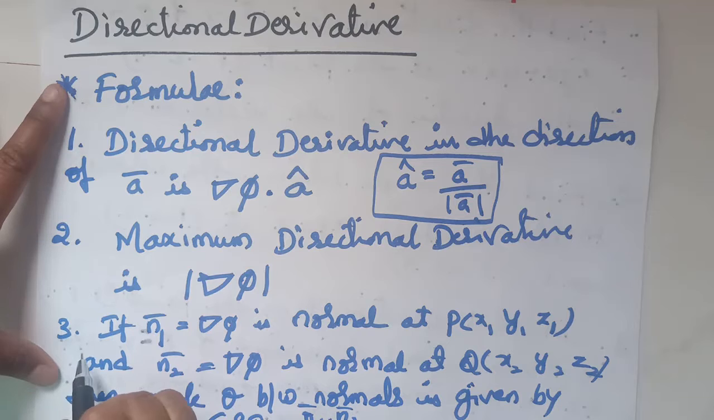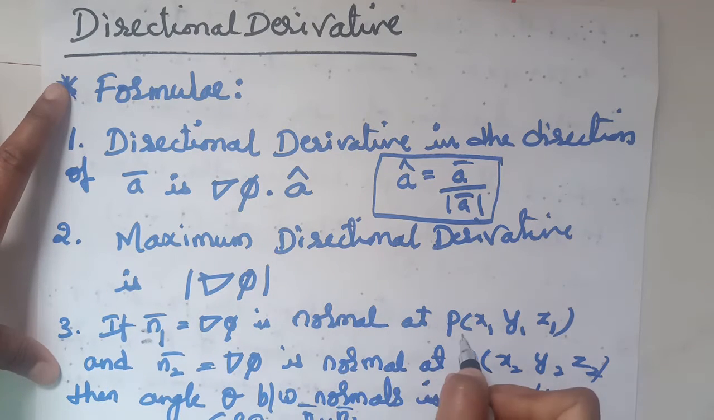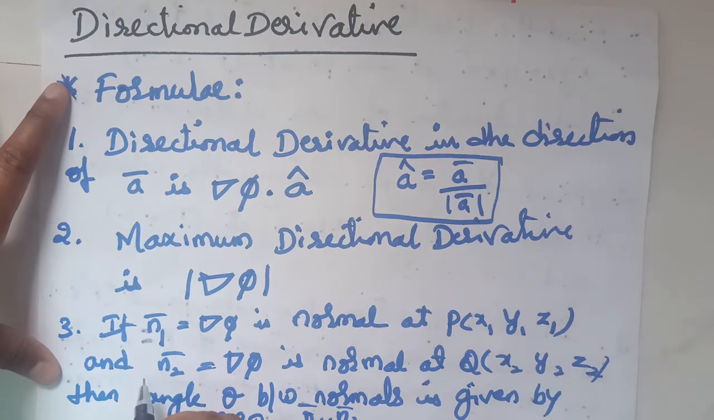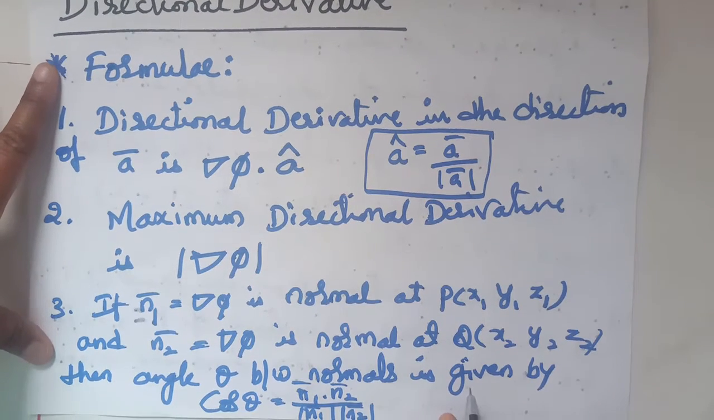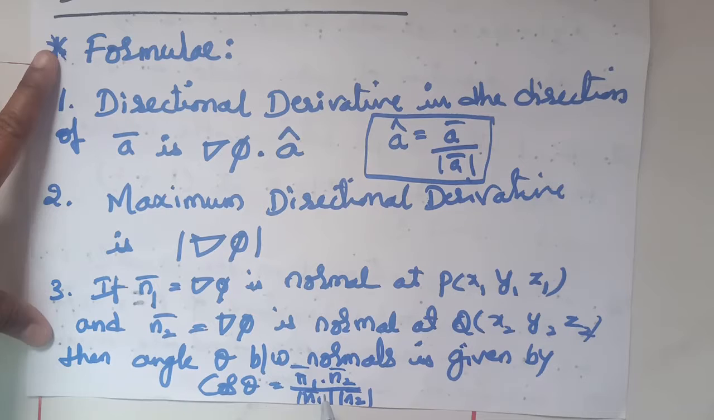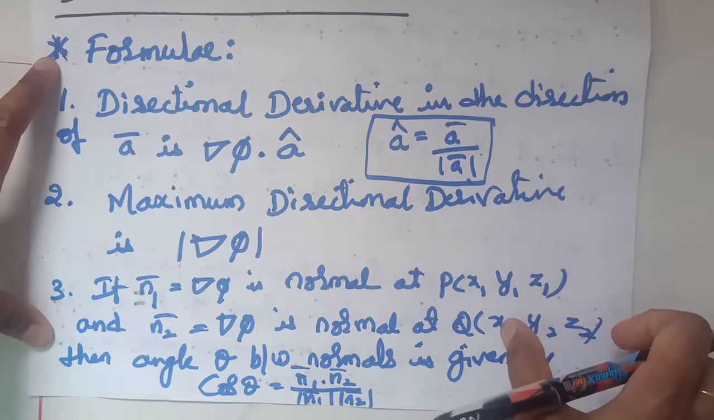Third one: if n1 bar is del phi, the normal at P of (x1, y1, z1), and n2 bar is del phi, the normal at Q of (x2, y2, z2), then the angle theta between the two normals is given by cos theta equals n1 dot n2, the dot product of the two normals, divided by mod n1 bar into mod n2 bar. These are the formulae which we use to calculate directional derivative.